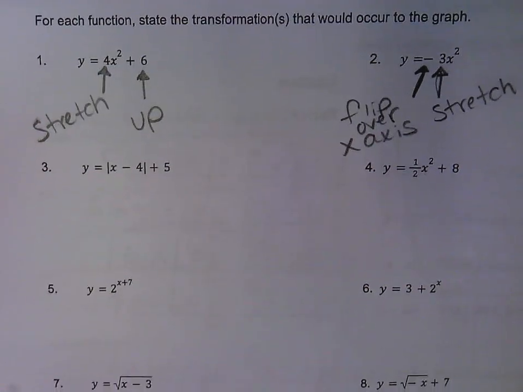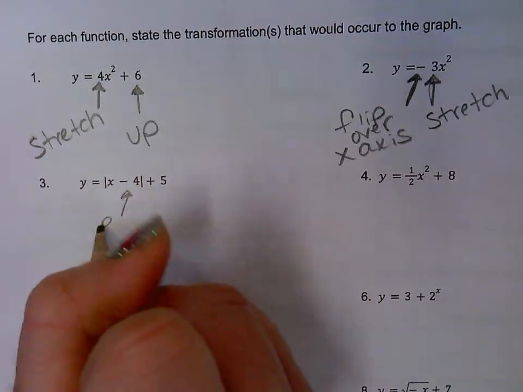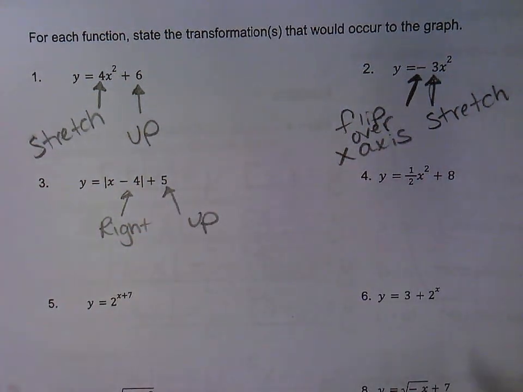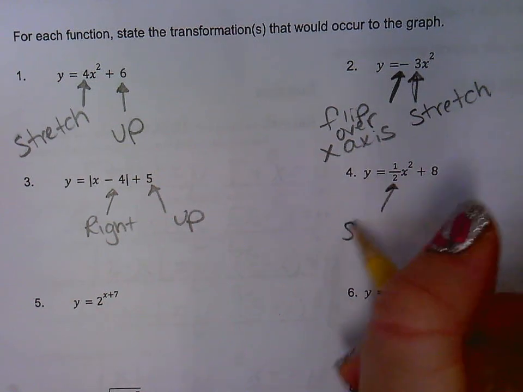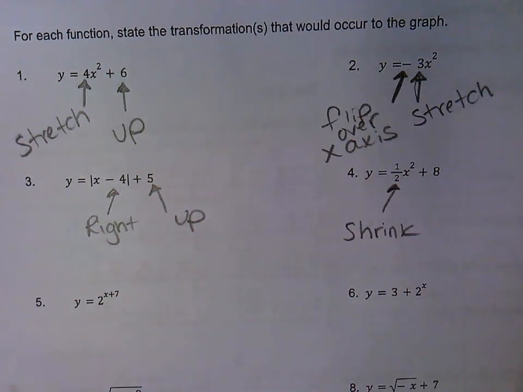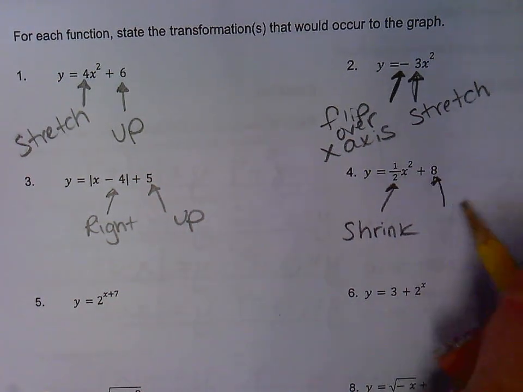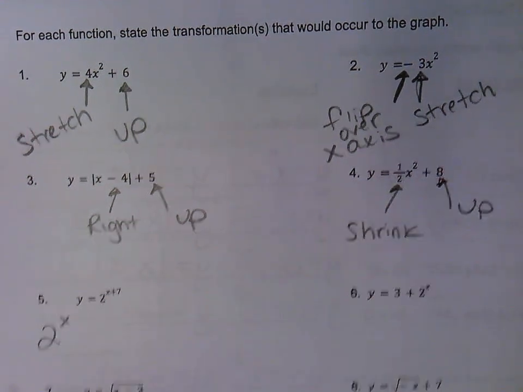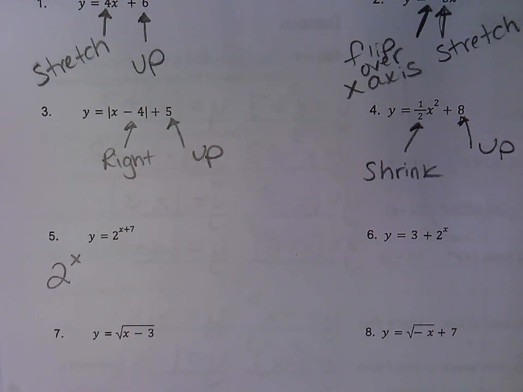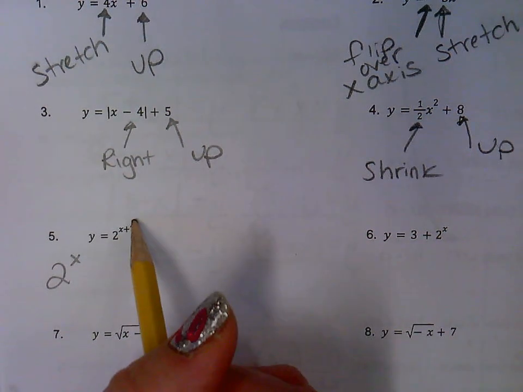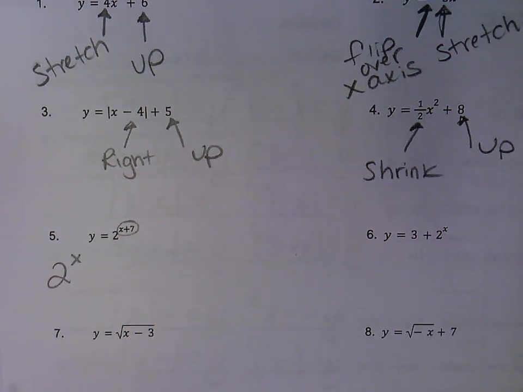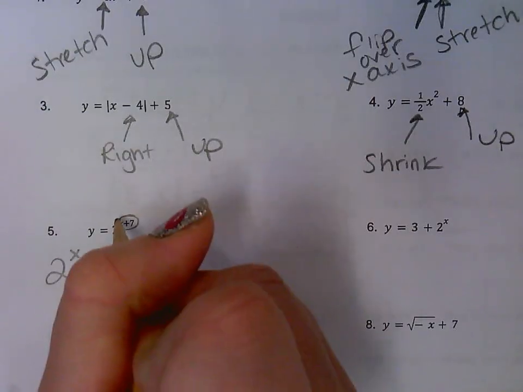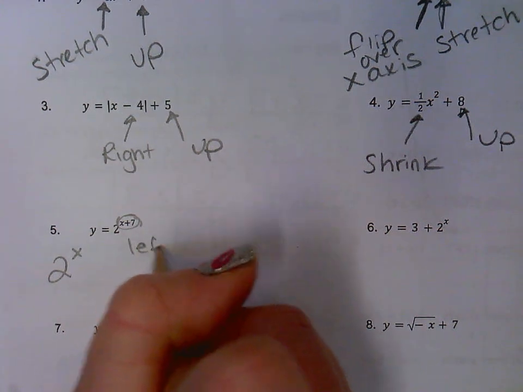So let's see, this goes to the right. So just do a quick check for yourself. This goes up. This is a shrink, so it's less tall, or you could say less steep. This is up 8. Okay, this is really the graph of 2 to the x. 2 to the x is the function. So the only thing that has changed is this little plus 7, and that's kind of like going left or right. It's in parentheses kind of because it's in the exponent. So this guy just goes left 7.